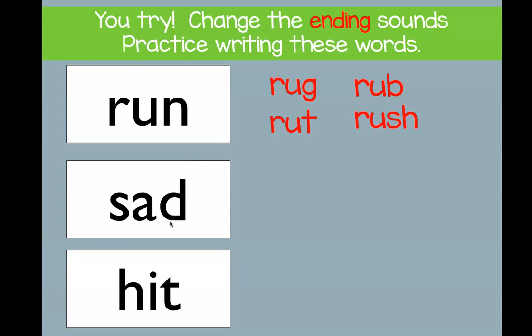All right, let's see what you got. Did you find any of my words? I changed the D to a T. Now I have at. Did you find that word? Or what if I change it to a P? Now I've got sap. We're changing it to a G, sag.